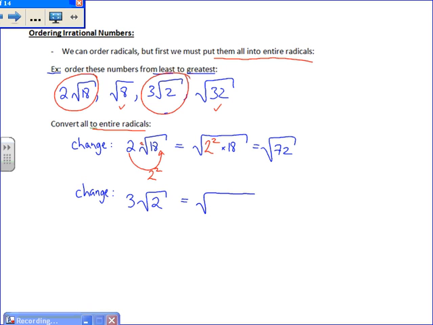Okay, I want to write it as an entire radical, so I need to bring that 3 from outside to the inside, but before I do that, I do have to square it because this is a square root symbol. So we get 3 squared inside now, which is 9 times 2. 9 times 2 is 18.